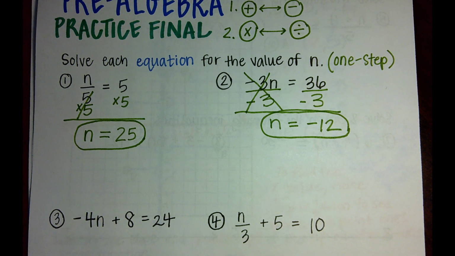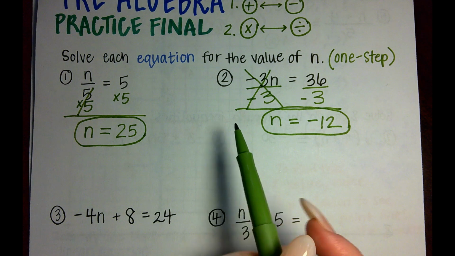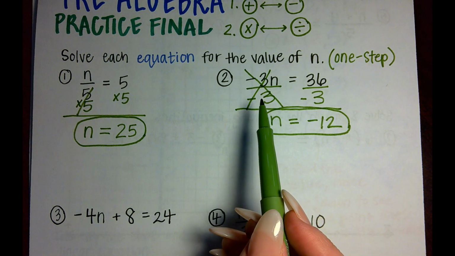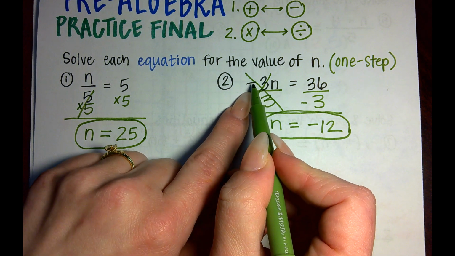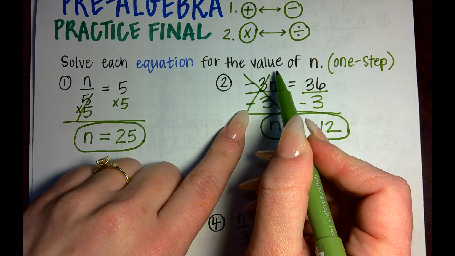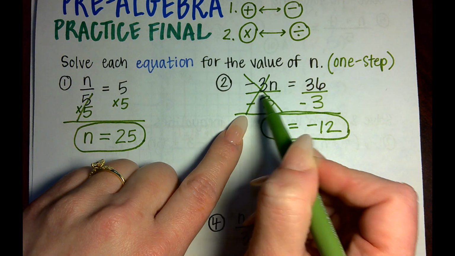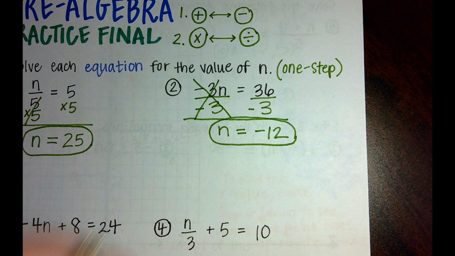Why did we divide by negative 3 instead of dividing by 3? Because we started with negative 3 times n. If I divide by positive 3, then I would be left with this. Let me get a sticky note. I'll show you.